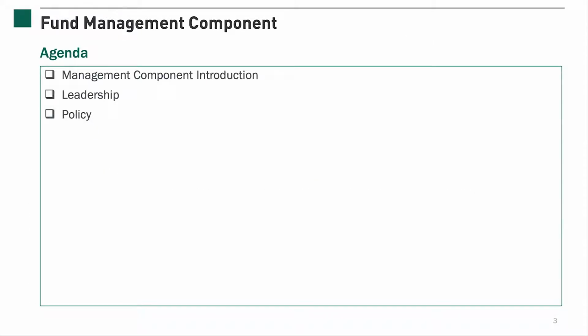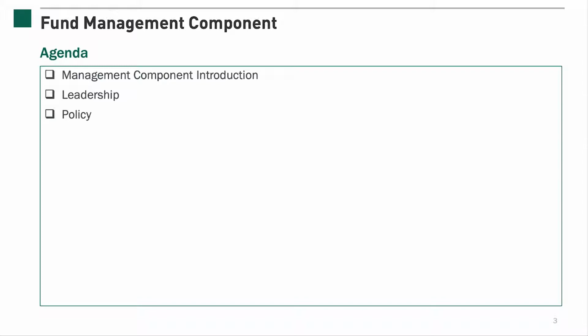Prior to following this lesson, we recommend that you complete the lessons Fund Assessment Structure and Fund Assessment Entity and Reporting Characteristics. This lesson is the first part of the training on the Fund Assessment Management component and covers the introduction to the fund management component and the aspects leadership and policies. For training covering aspects reporting, risk management, and stakeholder engagement, see the Fund Assessment Management component Part 2.